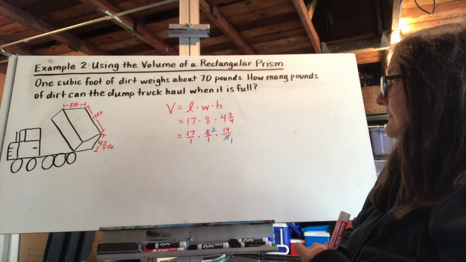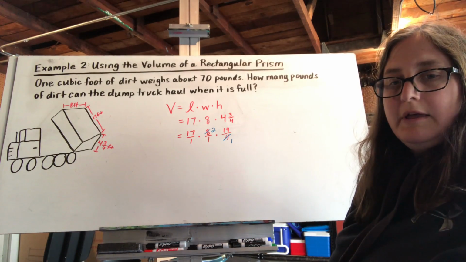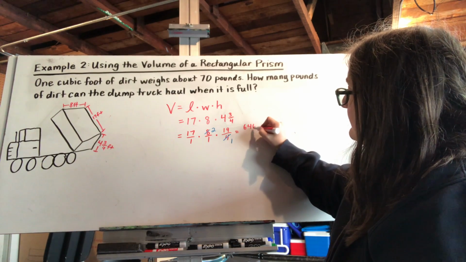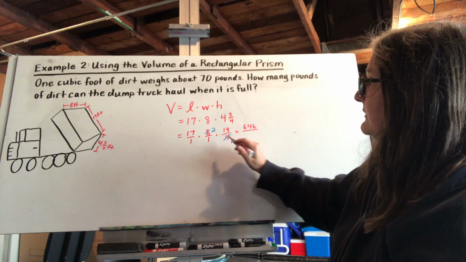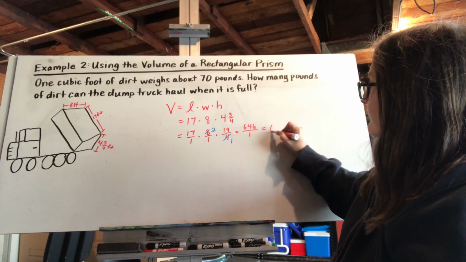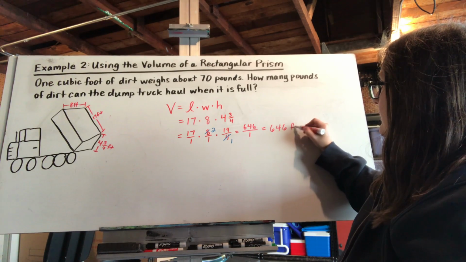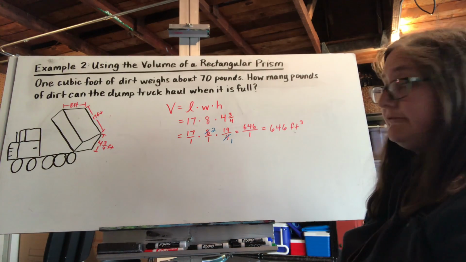So now I'm doing 17 times 2 times 19, and I get 646. And on the bottom, I'm doing 1 times 1 times 1, which is 1. So this truck can carry 646 cubic feet of dirt.